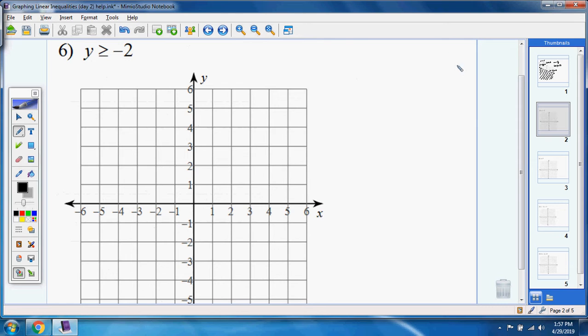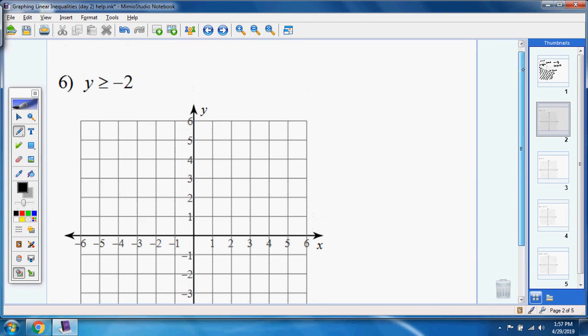All right, so let's look at 6. This is still a coordinate plane graph. So it's not a number line graph, even though there's only one variable. There's a few ways we can think about this. Before I start it, I'm going to say it is solid. I'm going to say y is equal to negative 2.